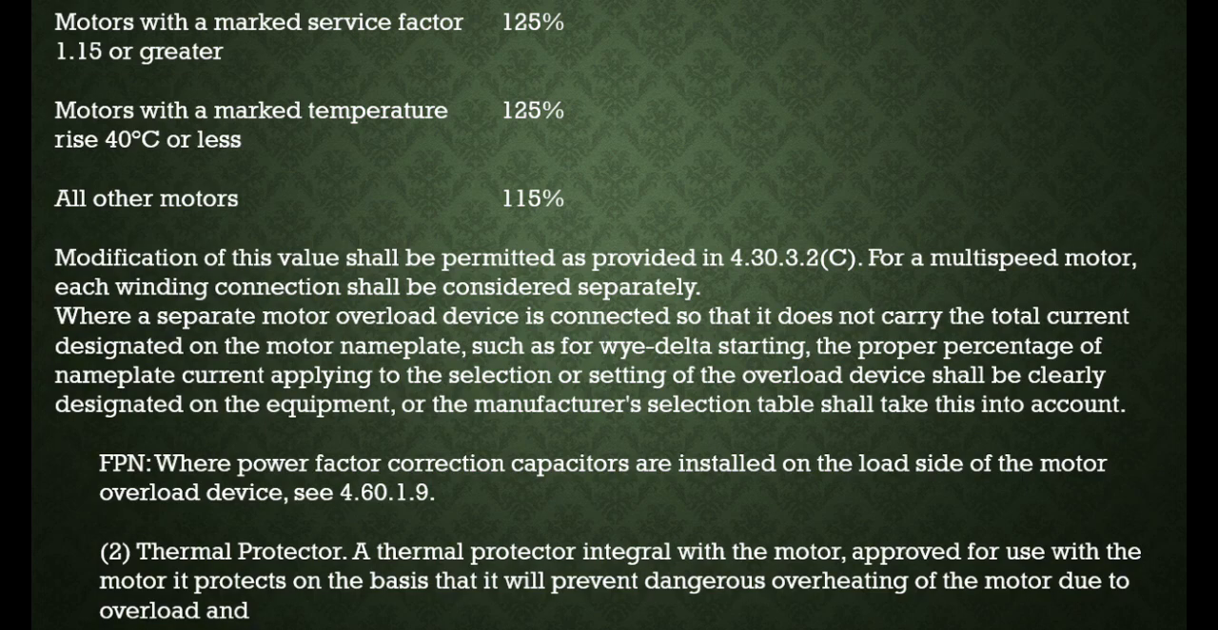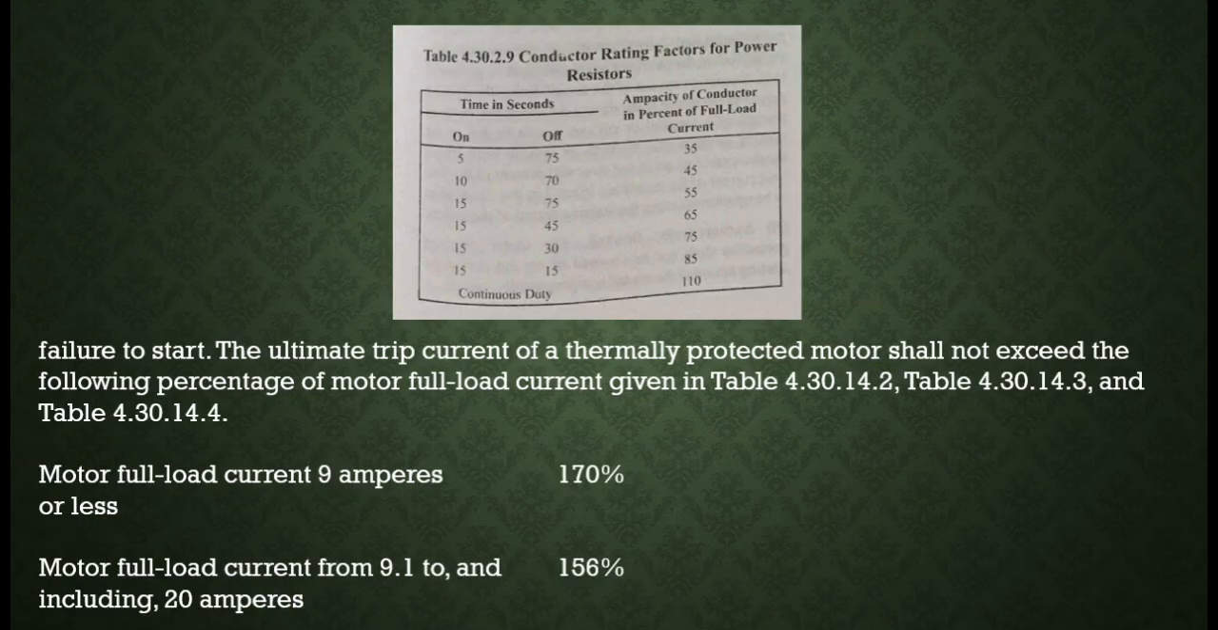For multi-speed motors, treat each winding connection separately. Thermal protectors integral with a motor must prevent dangerous overheating due to overload. As you can see, table 4.30.2.9 provides conductor rating factors for power resistors based on duty cycle.